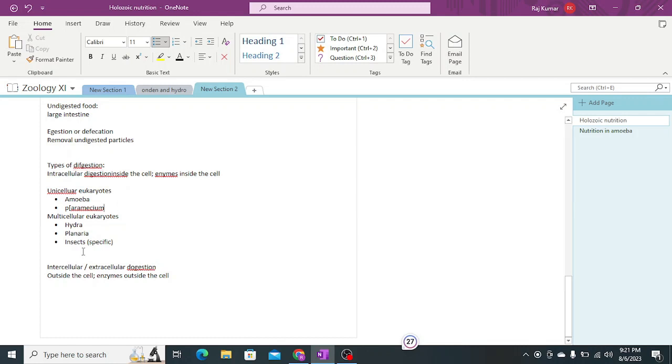After which, we have extracellular digestion, in which digestion occurs outside the cell, and that type of digestion takes place in higher living organisms. By the way, in higher living organisms both types of digestion take place. Extracellular digestion takes place as well as intracellular digestion.